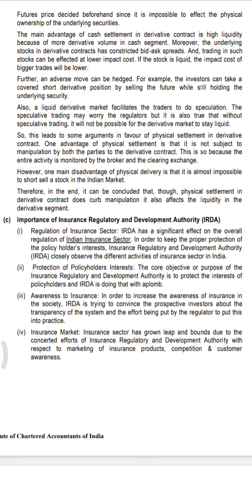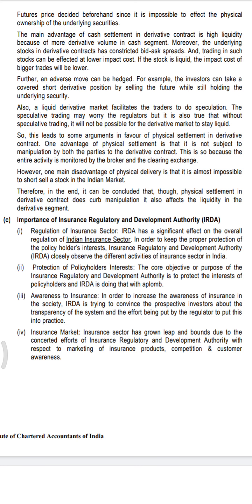Also, a liquid derivative market facilitates the trader to do speculation. The speculative trading may worry the regulators, but it is also true that without speculative trading, it will be impossible for the derivative market to stay liquid.